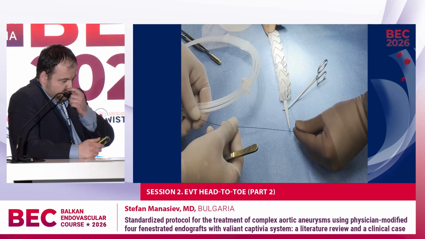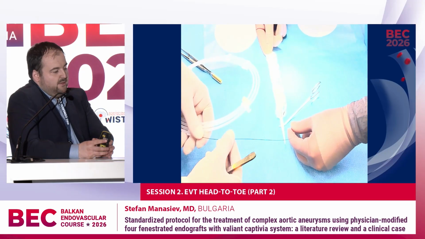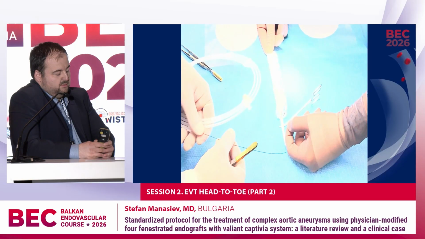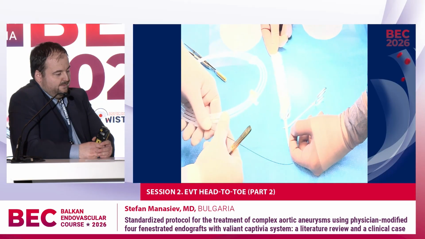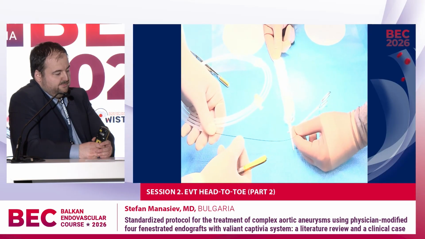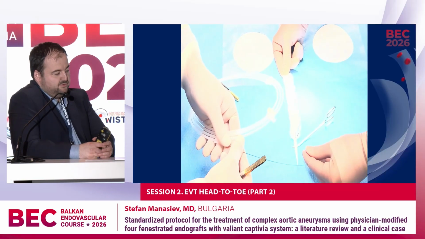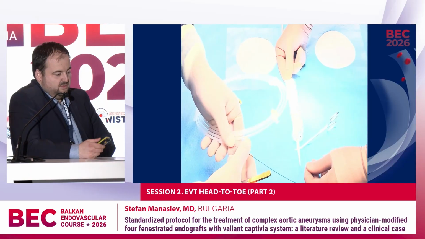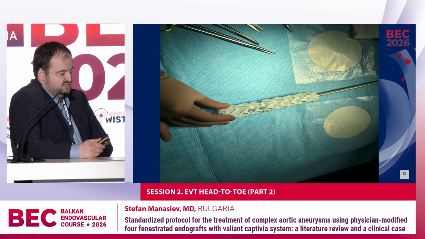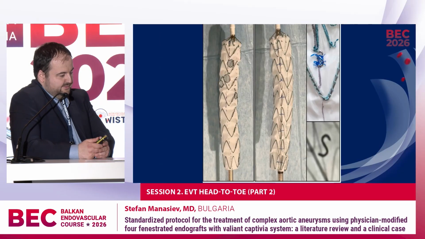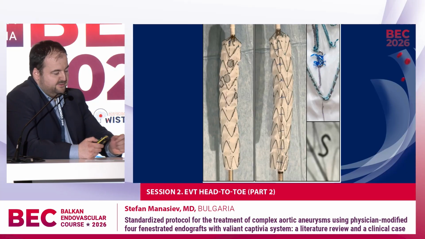For this case, we make this with a preloaded guide wire for the superior mesenteric artery and the left renal. This was our first case. This is the ready graft, and this is the S marker. This is the constraining wire.